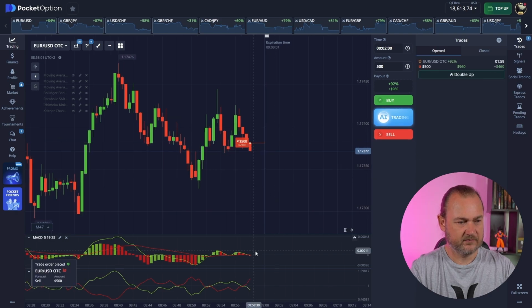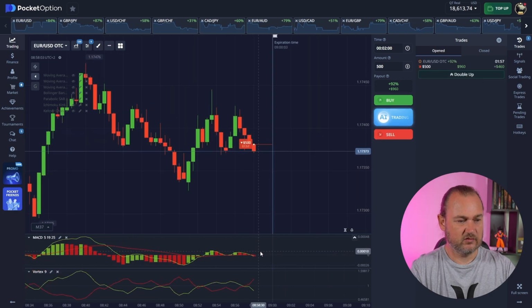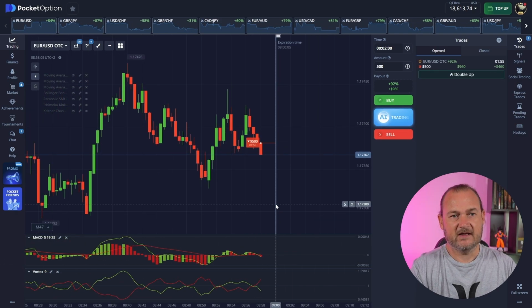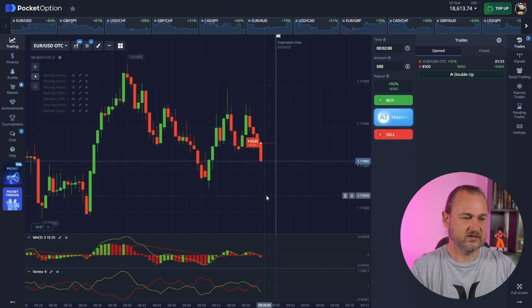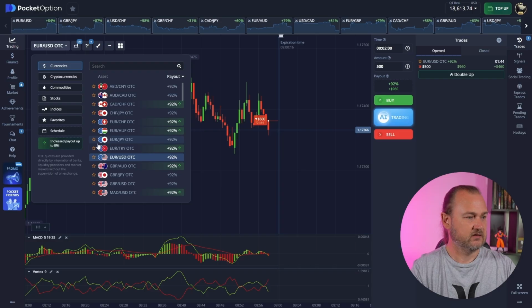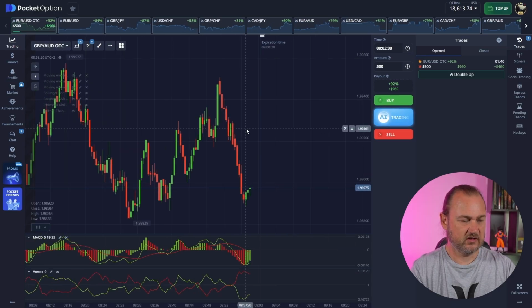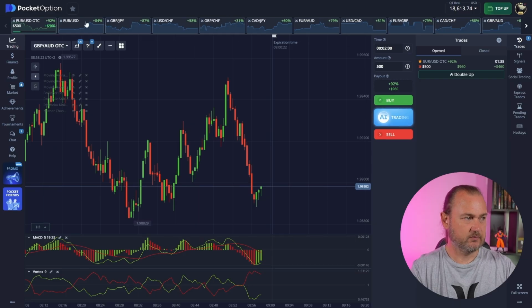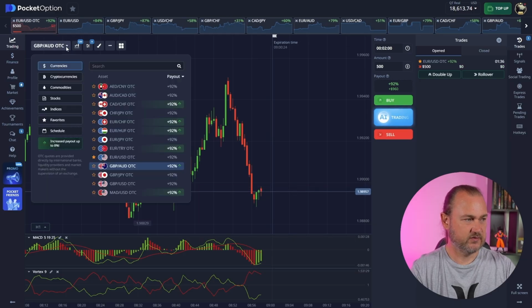There we go. MACD crossed bearish, and we've taken our trade, and we're just going to wait now for the expiry timer on this to run out. I think while this is open, I'm just going to add it to my hotbar, and I'm just going to look at a few other assets, and we'll come back to the Euro USD OTC just before the trade closes to see what's happening.